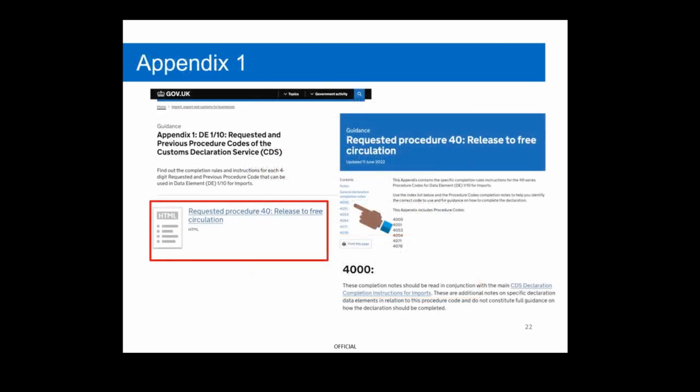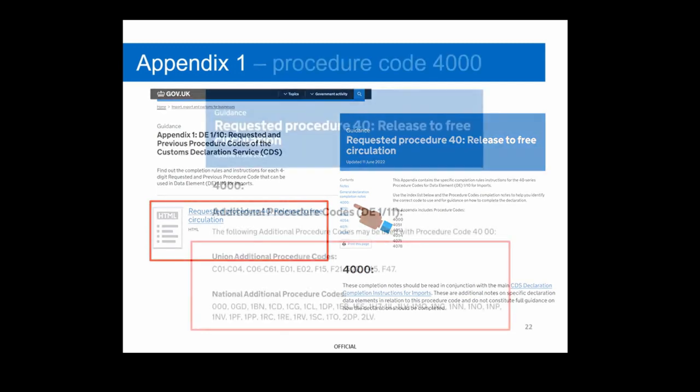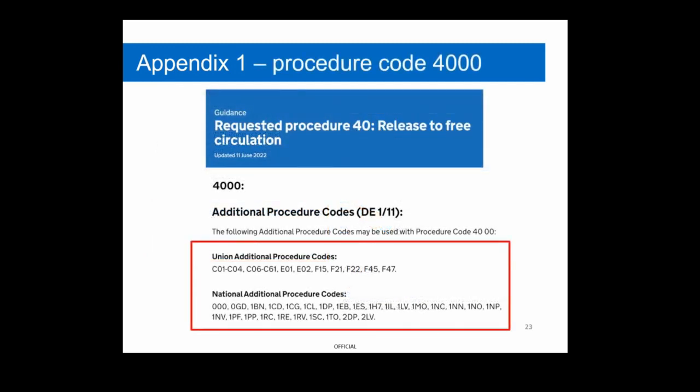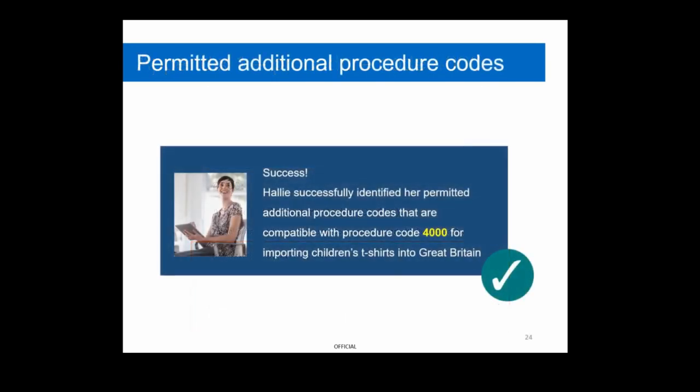An alternative way for Hallie to find the permitted additional procedure codes is by consulting her procedure code in Appendix 1 and scrolling down to additional procedure codes. This will be the same list Hallie identified in the correlation matrix.